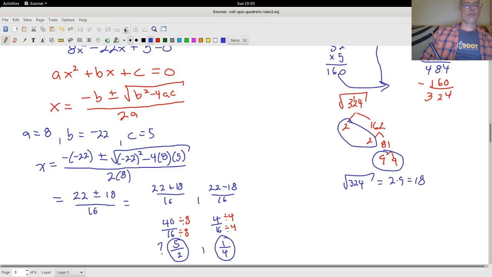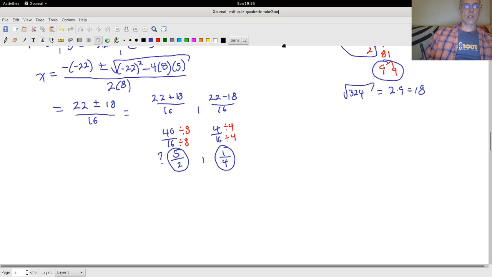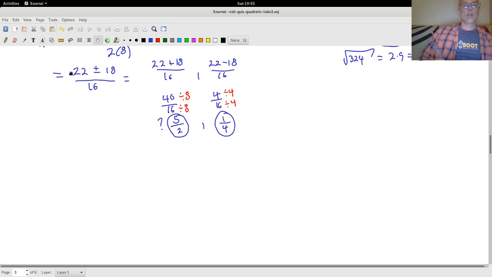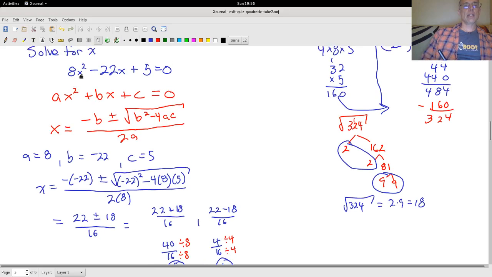Let's see, do we have enough room on this page? Perhaps. Yeah, we do. Okay. So let's check. So to check something like this, we have to plug the original number back in. And I'm going to stick with fractions here, although decimals would work because dividing by 2 is nice and dividing by 4 is nice. And to check, we have to go back to the original, which is 8x squared minus 22x plus 5.